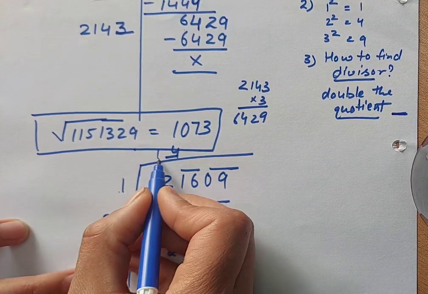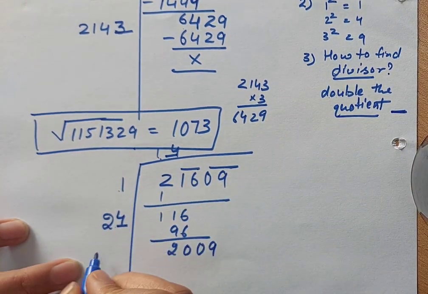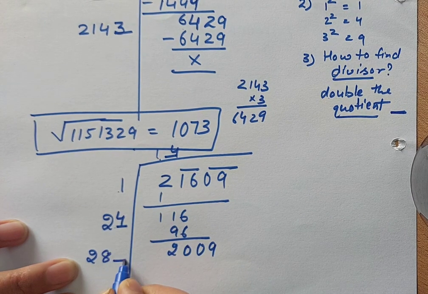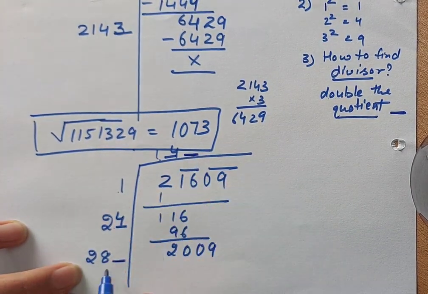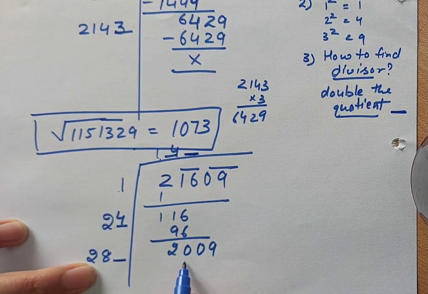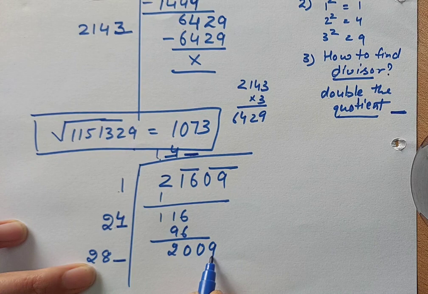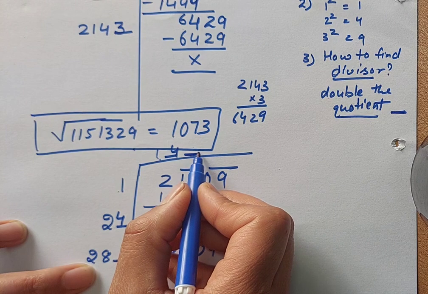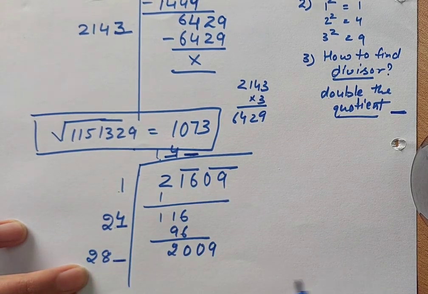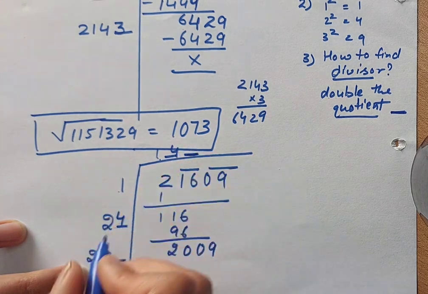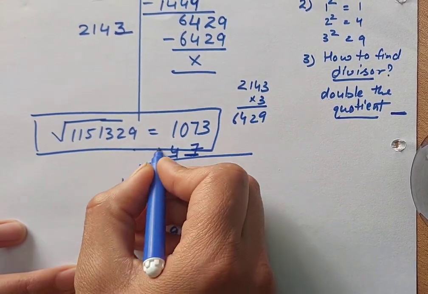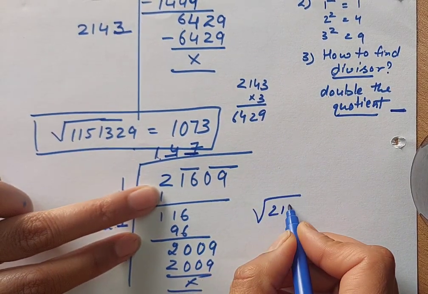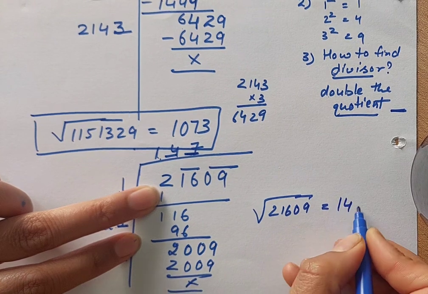Again decide the divisor. So double the quotient, which is double of 14 is 28. Now we have to write some number here and some number here. Okay, and we have to multiply them to reach near this. Now again this is ending with 9, so either you can write 283 into 3 or you can write 287 into 7. Okay, so you may try it out on rough and you'll get to know it's not 283 into 3, it's actually 287. So here the square root of 21609 is equal to 147.